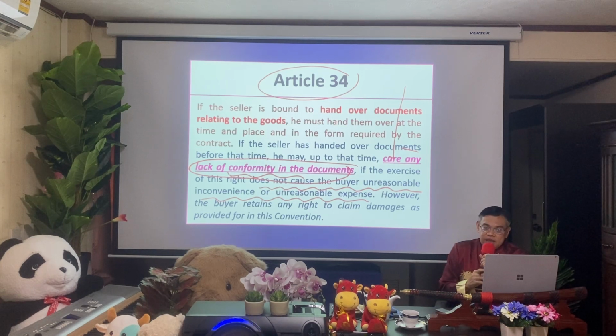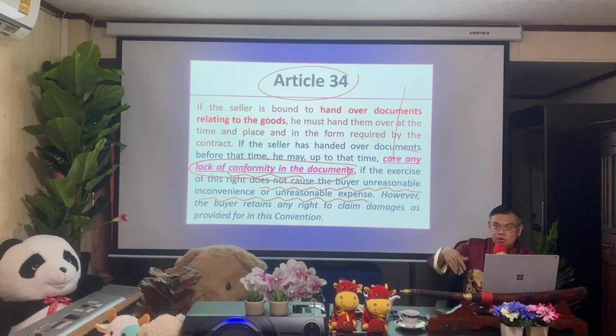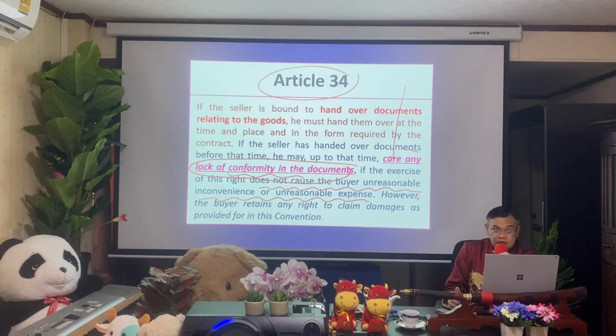This means that if the cure by the seller does not cause too much trouble, if we just try to explain this one in plain language, if the cure by the seller does not cause too much trouble to the buyer, the buyer will have to allow the seller to cure. The buyer may not object. The buyer can't say no, okay?